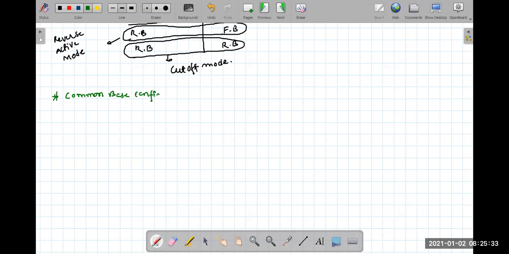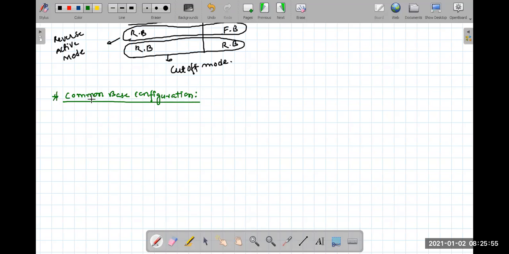From the name itself, configuration means arrangement. Is that right? In fact, we use the term configuration in many places, like potential energy, because by virtue of its configuration, by virtue of the arrangement of the system. So configuration means arrangement. By the term common base, we mean base is common to the other terminals.